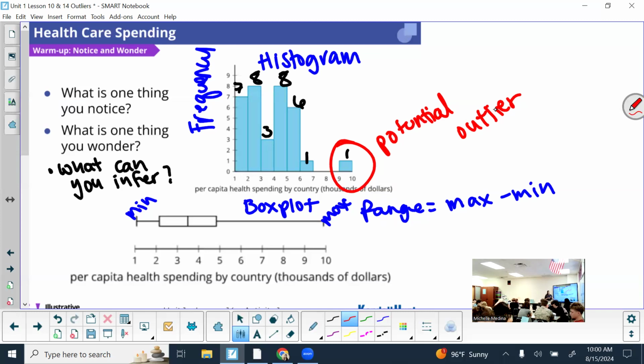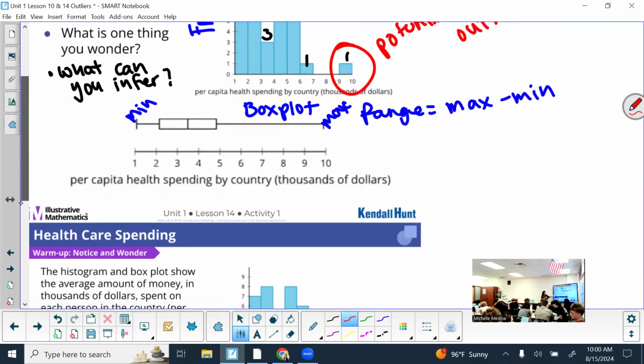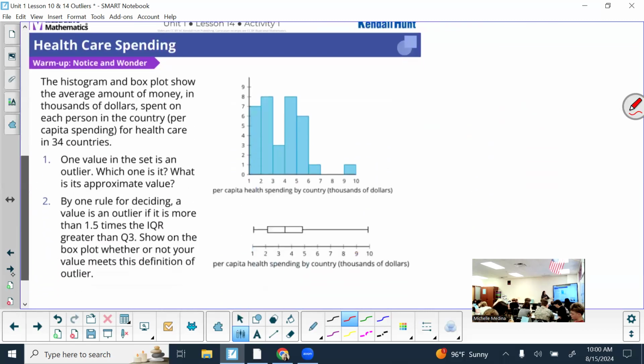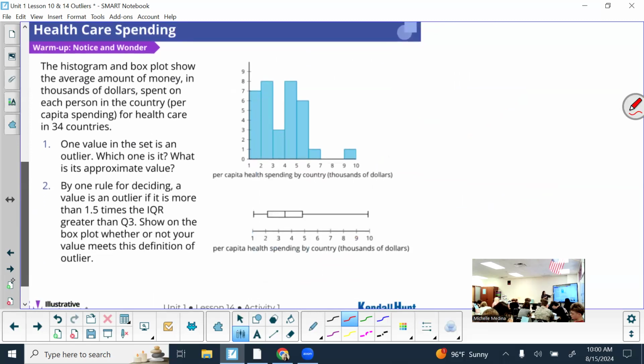Does that mean we should exclude it from our data? I don't know. We'll see what to exclude. Okay, so good. Moving on. Right here, this is on your paper. It says one value in the set is an outlier. Which one is it? And what is its approximate value?